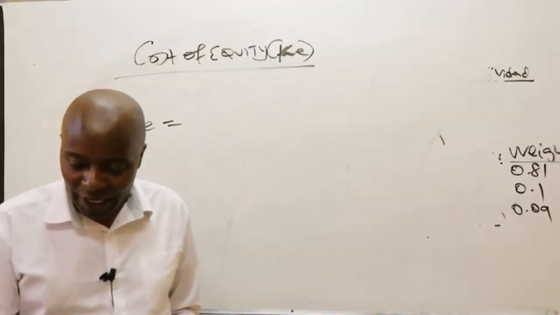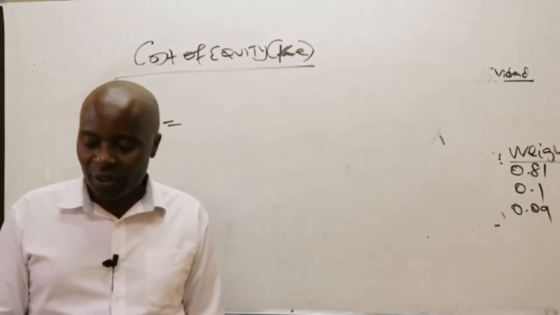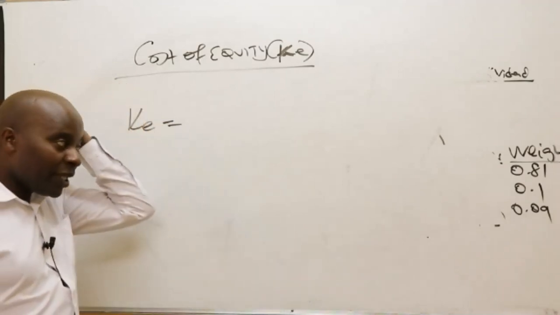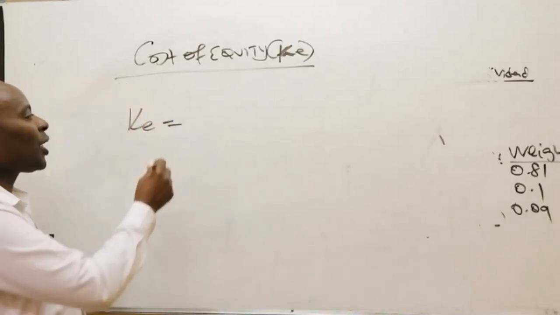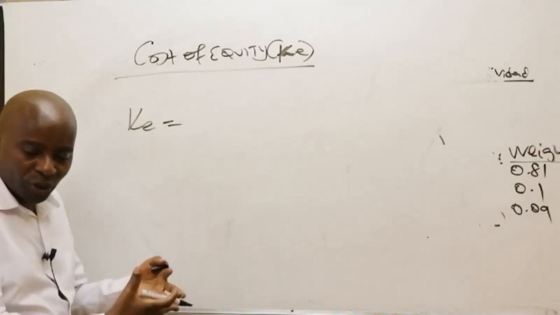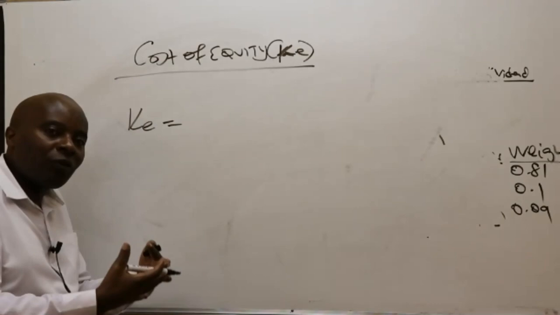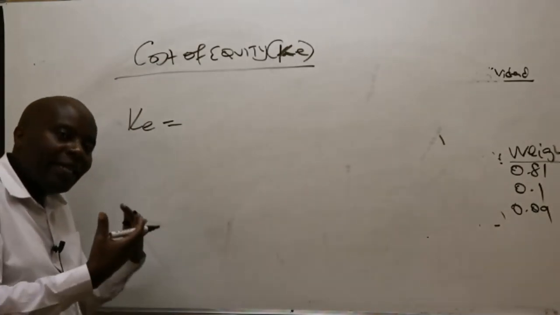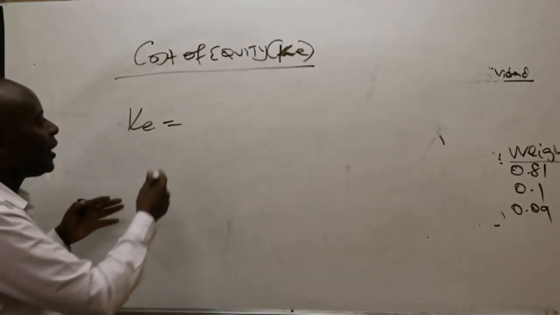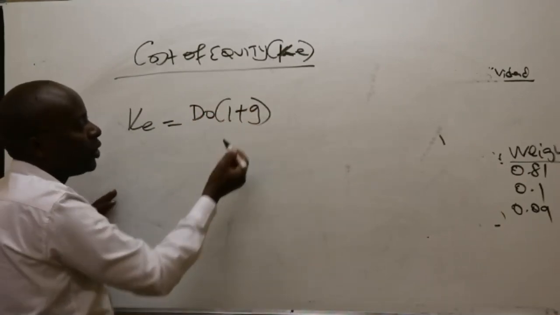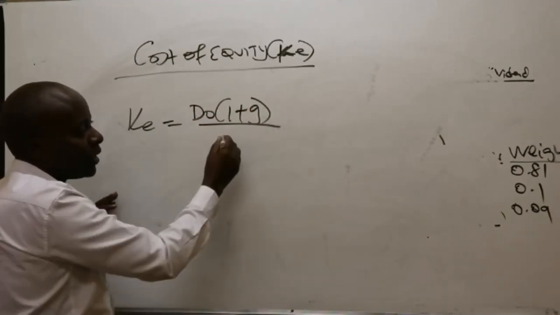Very good, Josephine. Yes. Justin, very good. What they're telling me is that, Mwalimu, because we can see dividends in this question and we know the market price, then we can easily get the cost of equity by getting the yield. So in this case, basically, we'll talk of DO into 1 plus what? G. All over what here, somebody?